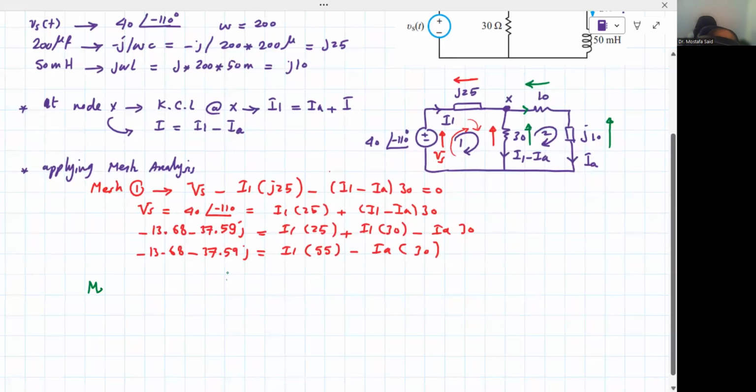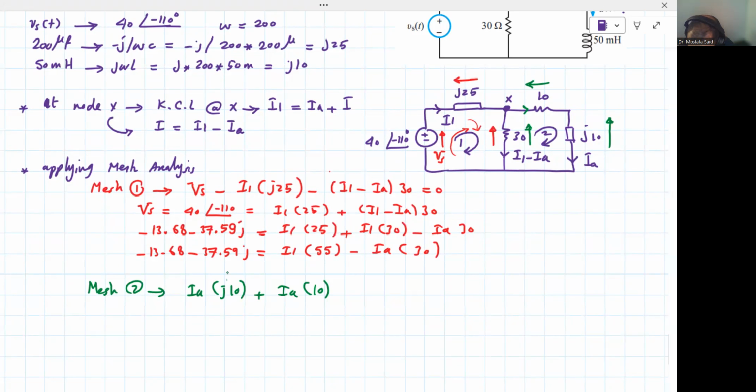So in mesh 2, let's assume the j10 is a positive voltage. So we have IA multiplied by j10, the voltage across the j10, plus IA multiplied by 10, the voltage across the 10, minus (I1 minus IA) multiplied by 30, equals 0 because there are no other elements.